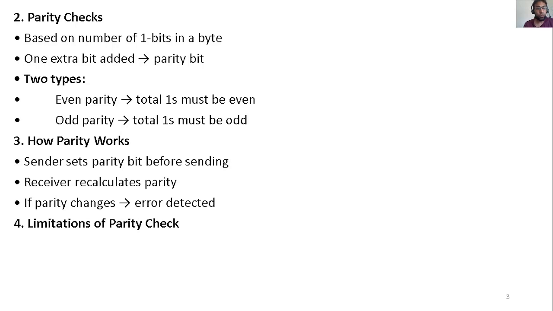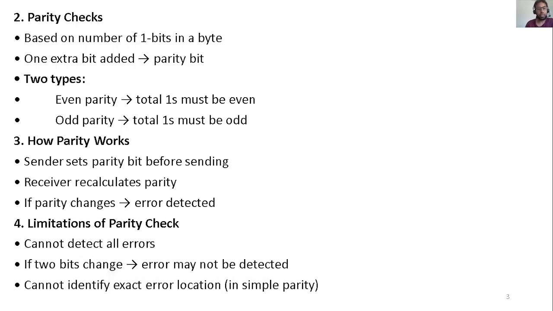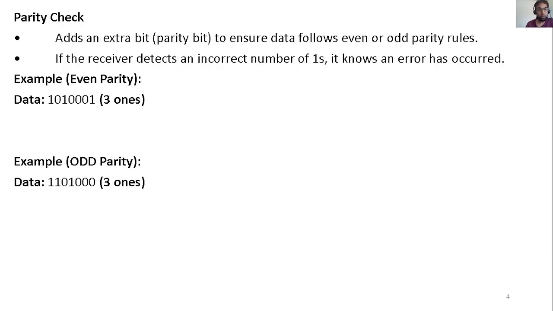How parity works: the sender sets the parity bit before sending data, and the receiver recalculates the number of ones. If the parity changes, this means an error is detected. There are some limitations. We cannot detect all kinds of errors with parity checks. If two bits change, the error may not be detected. It cannot identify the exact error location. So these are the two major limitations.